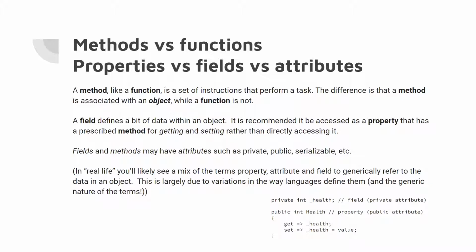A function in general, something like square root, or a function that does clamping of values, may or may not be associated with an object. When we're talking about something that is truly associated with an object, the official term is an object's method. Now, a field is the specific way of saying, this defines the bit of data within an object.